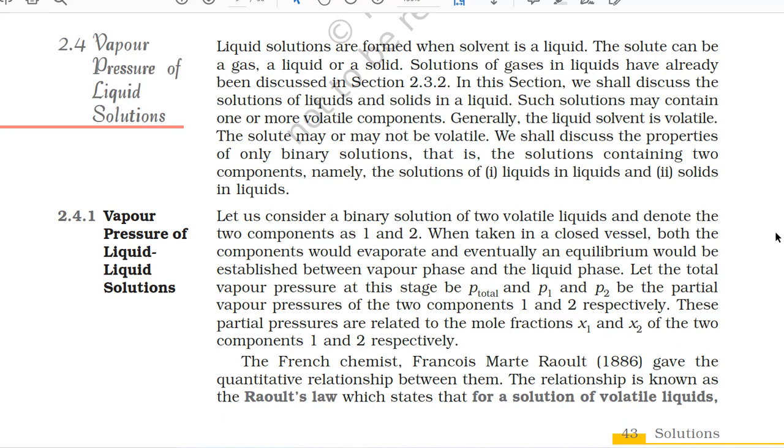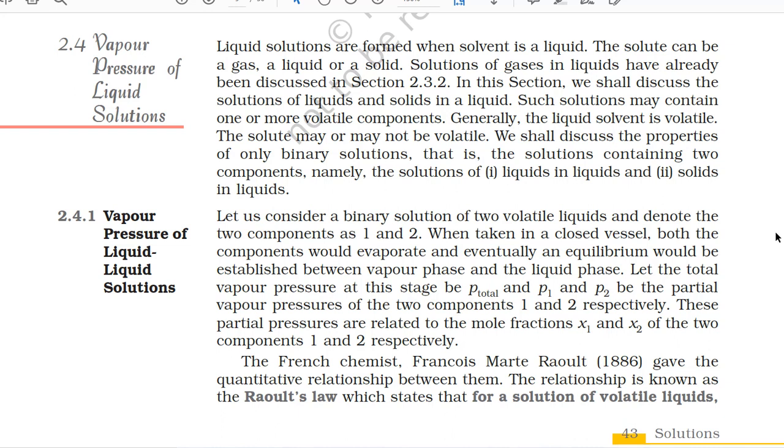Such solutions may contain one or more volatile components. Generally, the liquid solvent is volatile. The solute may or may not be volatile. We shall discuss the properties of only binary solutions, that is, solutions containing two components, namely the solutions of first liquids in liquids and second solids in liquids.